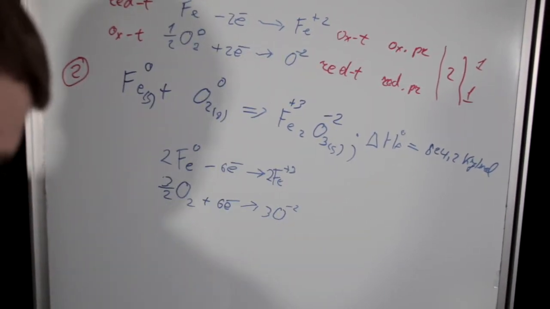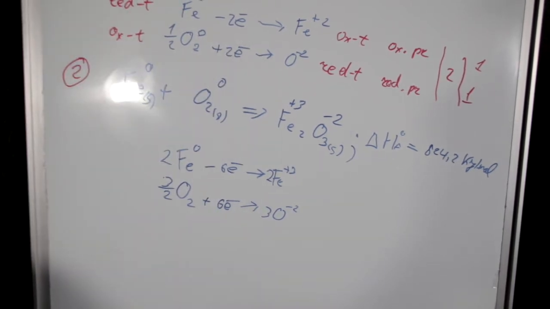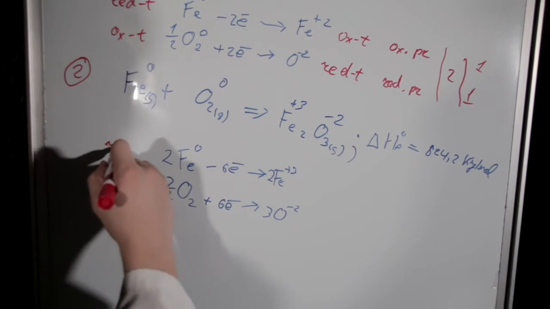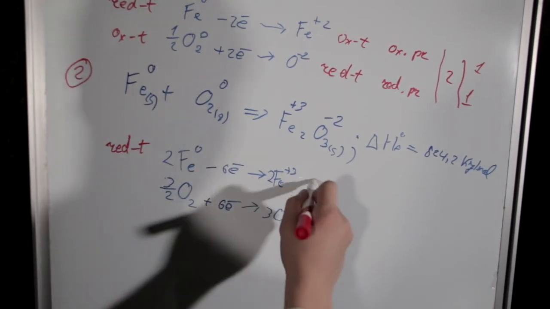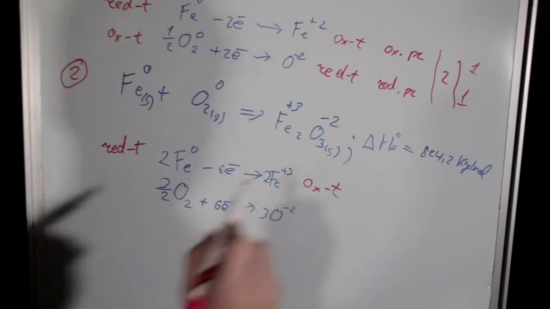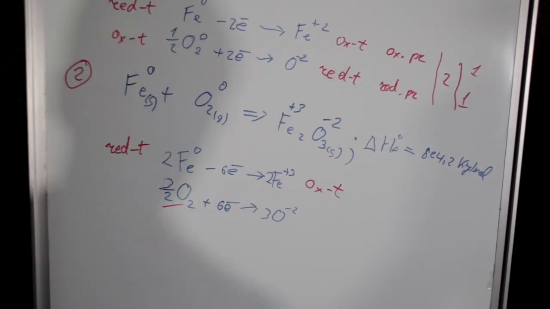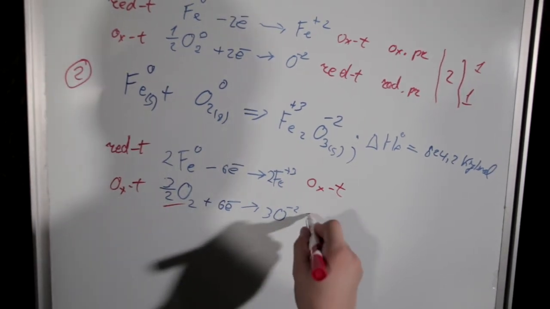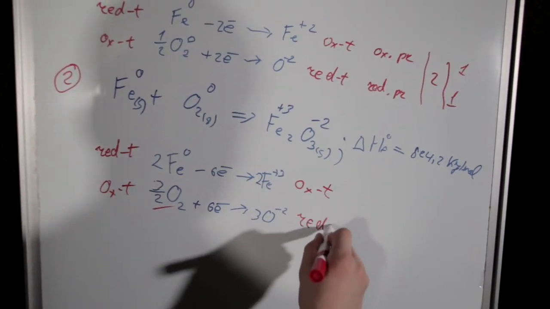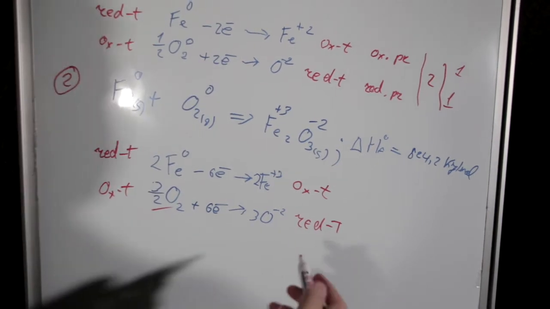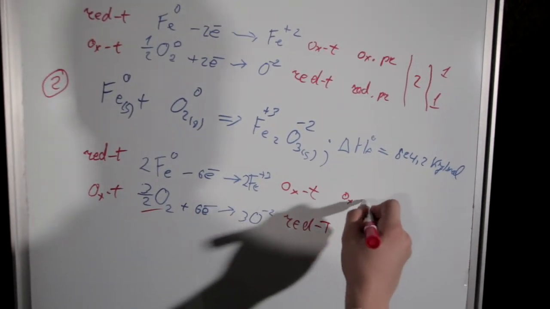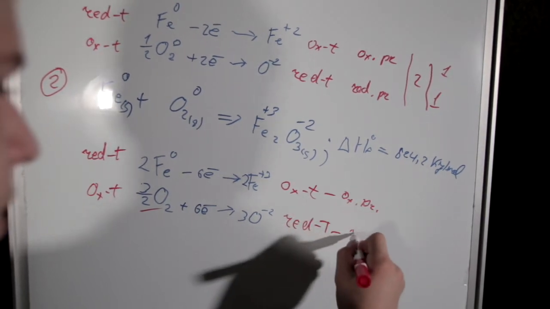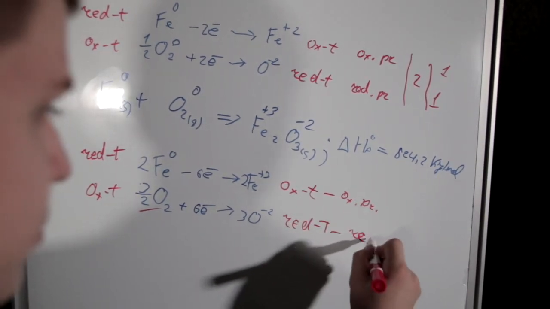So let's write that. As in the first equation, the iron was a reductant. It became an oxidant. Okay, and the oxygen was an oxidant and became a reductant. This one is called the oxidation process, and this one is a reduction process.